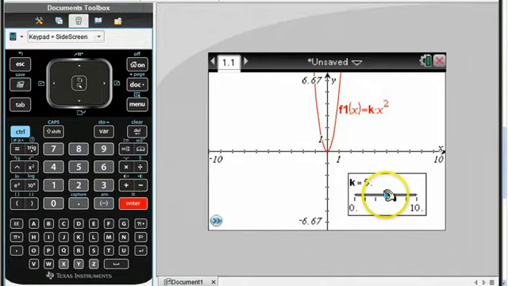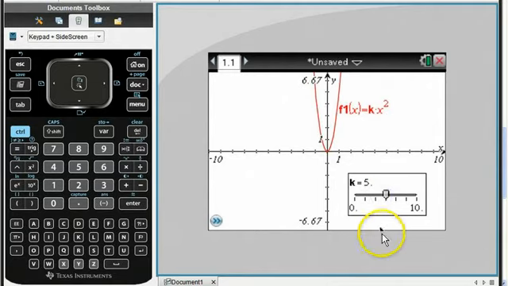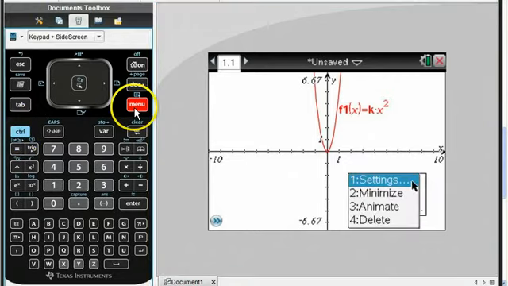Now what we can do is move this slider to the left or to the right to see how different values of k affect this graph. Now I want to see how negative values for k are going to affect my graph. So I want to make sure that this box is selected. Make sure k isn't selected, or your hand isn't on here. Just go over, make sure the box is selected, and hit Control and then Menu.